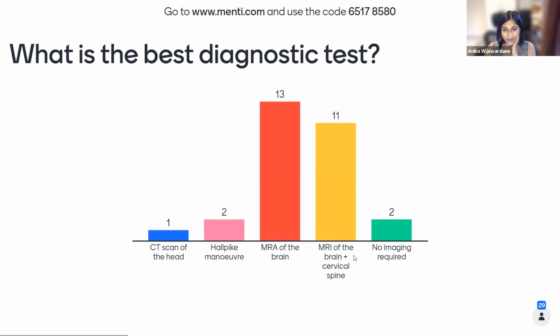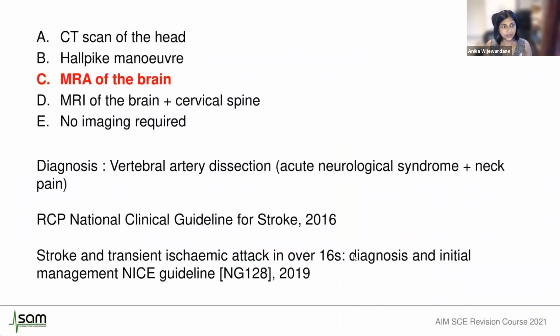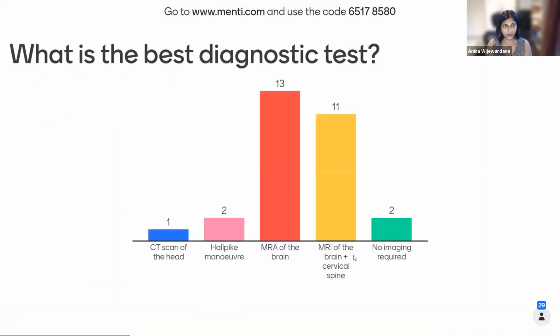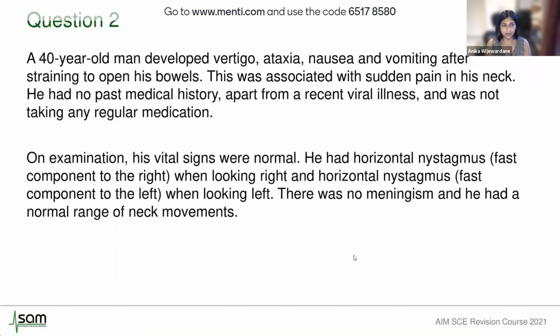So again, MRA and MRI tend to be the more popular answers. I'll take you through where I think they wanted us to get to. The diagnosis they were alluding to here was an arterial dissection. If I go back to the question, and I'm not going to lie, this is a tricky one, they've described an acute neurological syndrome, which includes vertigo.